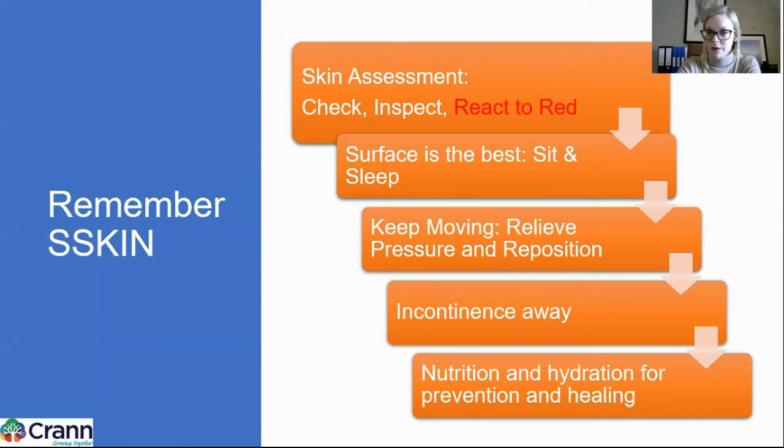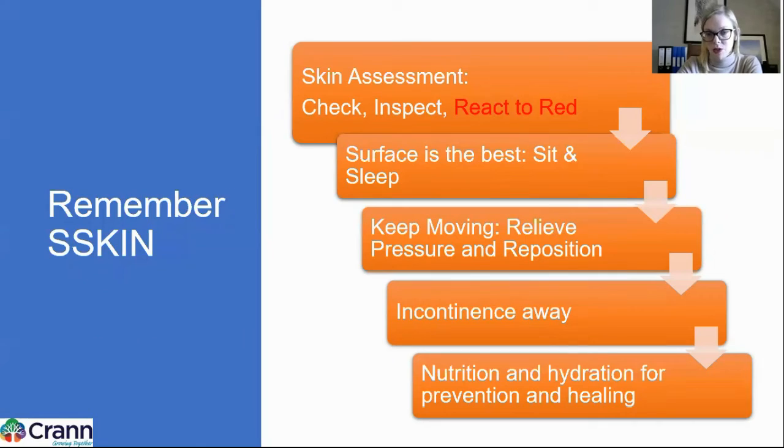You look at your surface. Is it the best surface it can be to sit and to sleep on? We sleep for a significant part of our day, so it's important to note that it's not just where you sit during the day, it's also where you sleep at night. You need to look at the pillow that you lie on and the mattress that you sleep on.